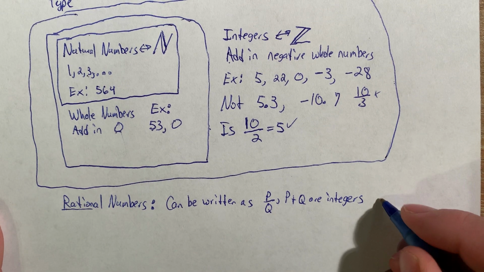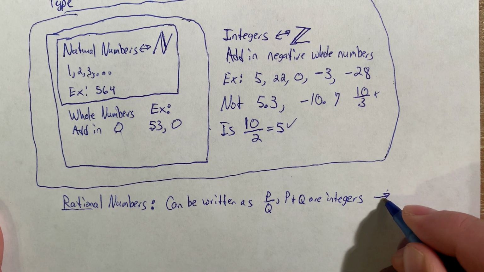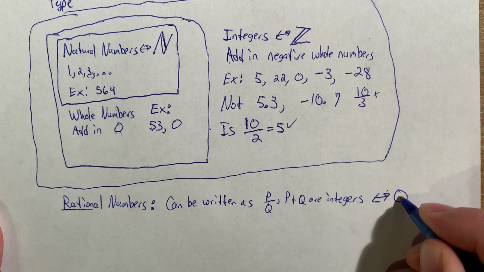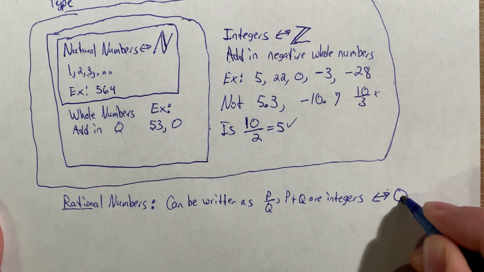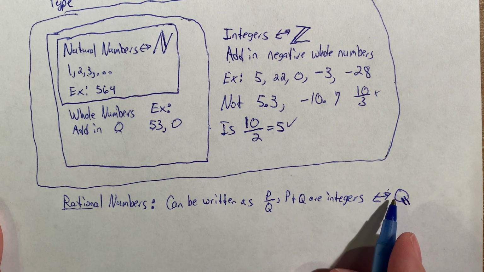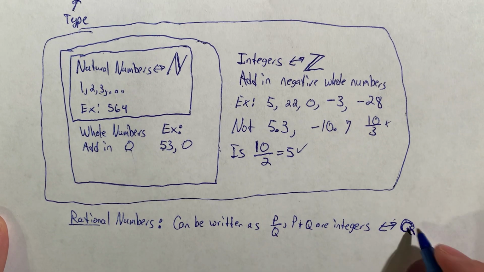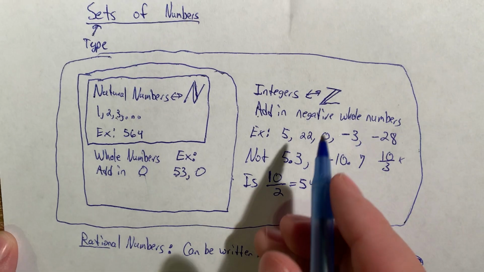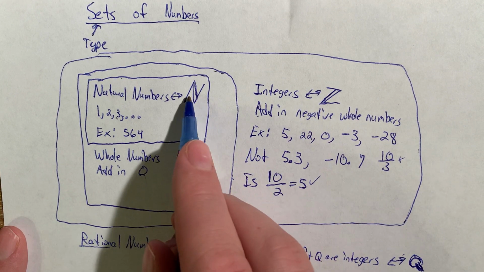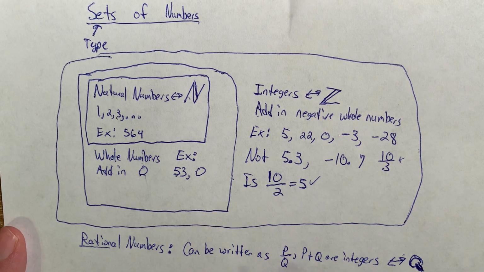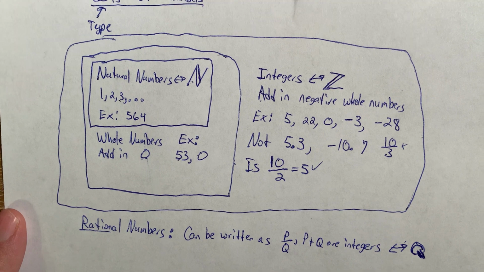And this is important enough that it gets its own letter. Its own letter is going to be Q, with a double line here. You'll notice there's always a little double line. Sometimes this is written with a double line like this, but it's a Q. And so we've got natural numbers, whole numbers, integers, rational numbers. Now let's look at what rational numbers include.